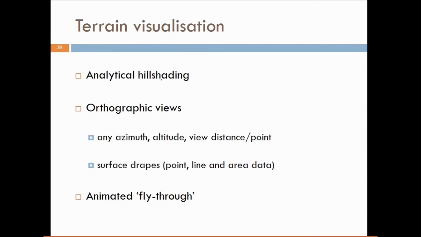Then for terrain visualization, analytical hill shading can be done, with various views like azimuth, altitude, view distance and point. Surface draping can be done with point, line and area data, and animated fly-throughs can be achieved.